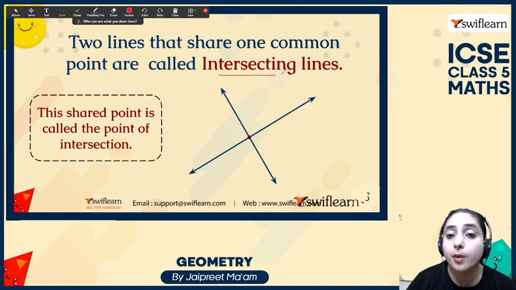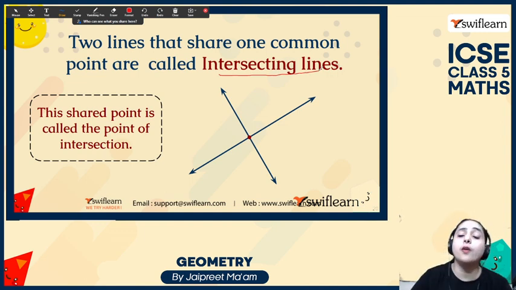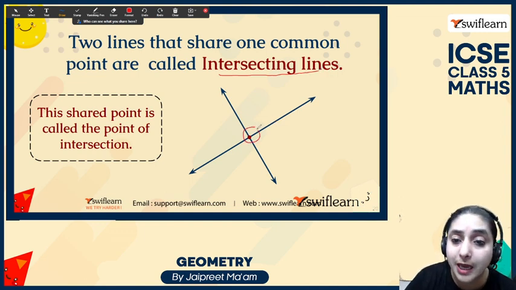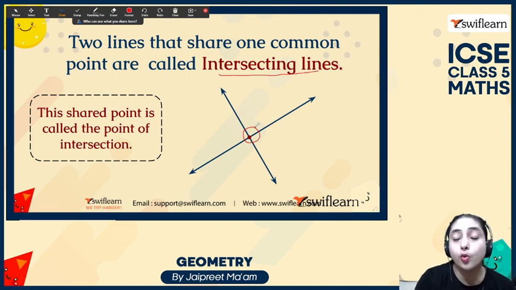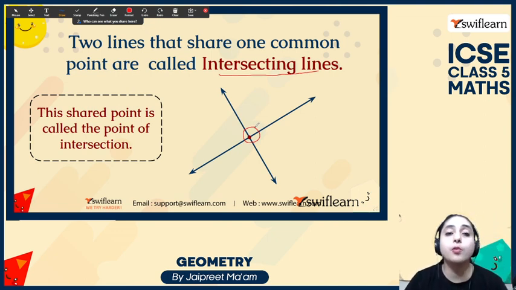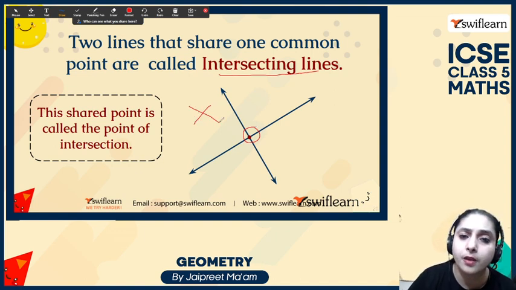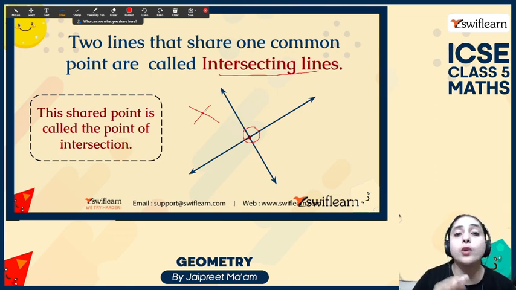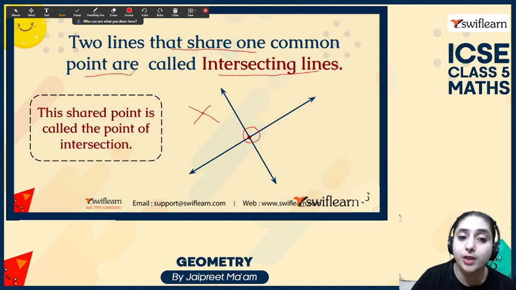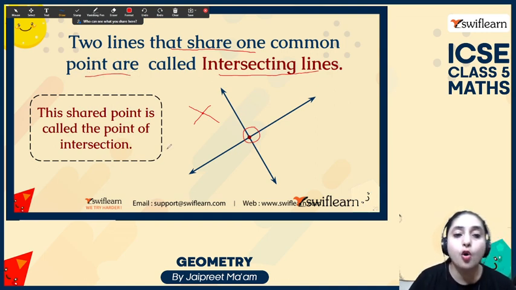Now we will talk about intersecting lines. What are intersecting lines? When two lines share one common point, for example X, it is one common point, so these are known as intersecting lines. Two lines that share one common point are called intersecting lines. Their shared point is called the point of intersection.